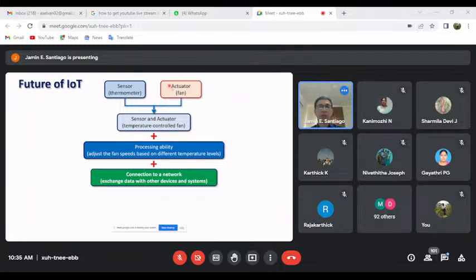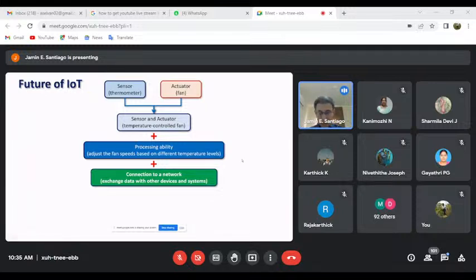So all of this: we have the actuator, we have the sensor, we combine the sensor and actuator, we have the processing ability, and we connect it to a network. So up to this point, it is now an IoT device. Okay? Now, what is the future of IoT?